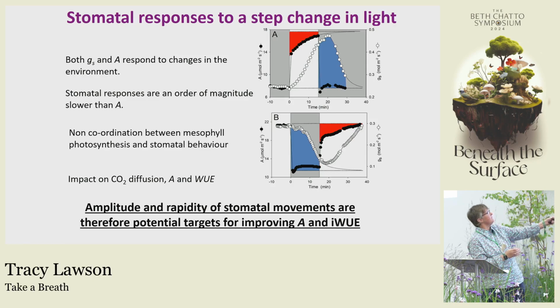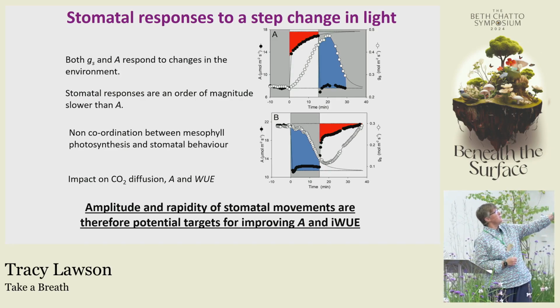So if we look at the graph, and we look at this area in red here, this represents CO2, or photosynthate, that could have been gained if the stomata hadn't been limiting that CO2 when that light changed. So if the stomata had been faster, if we had some speedy stomata, we could have gained some of this carbon that is lost in this dynamic light environment.